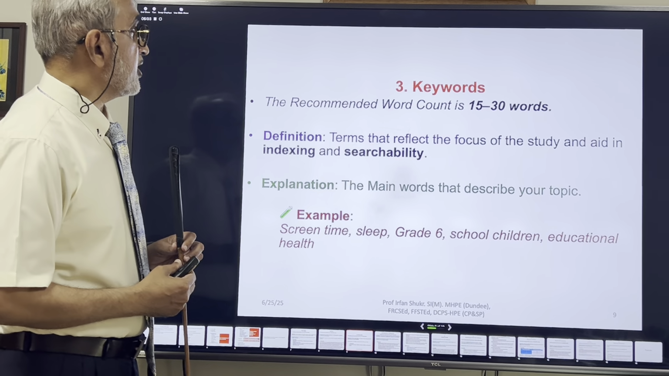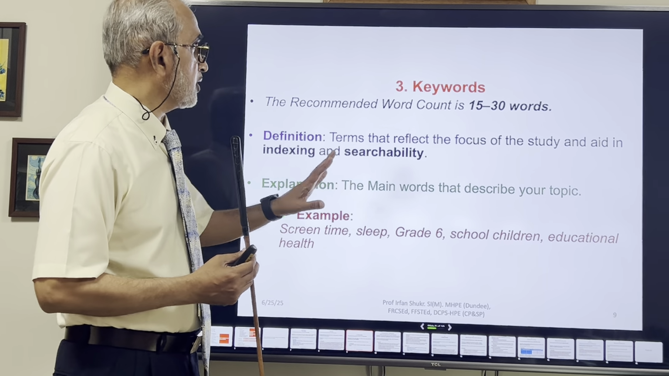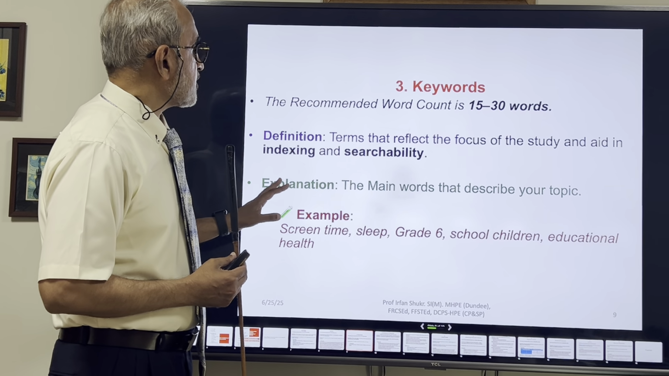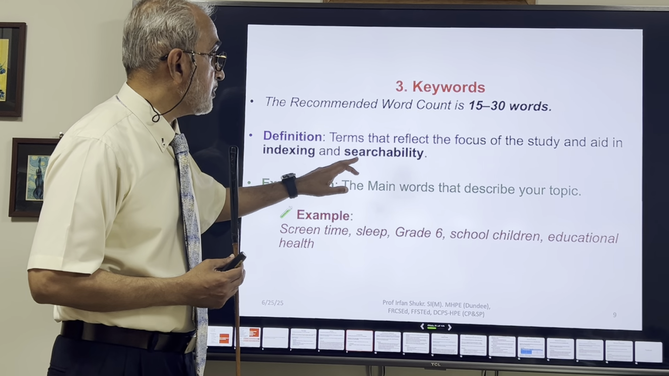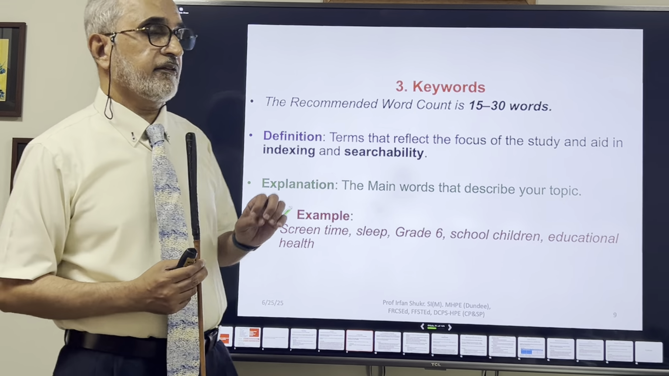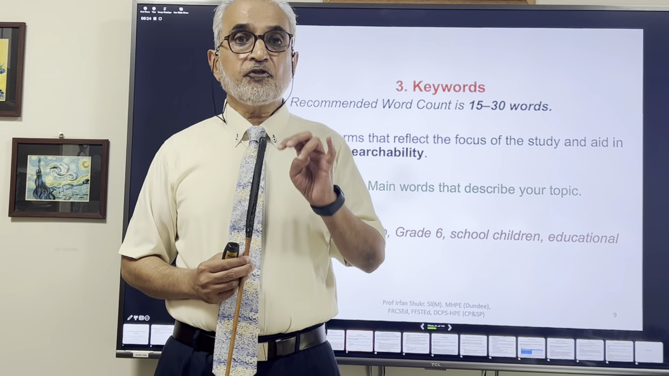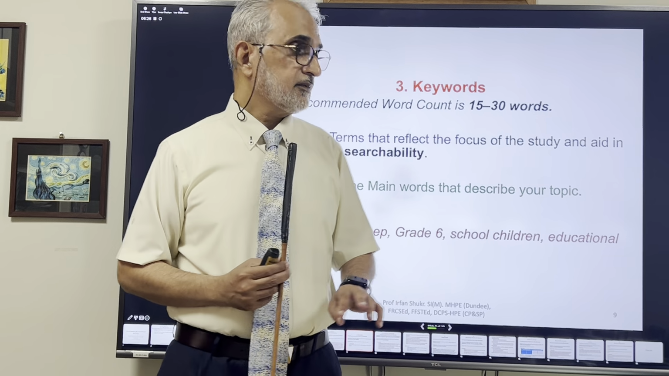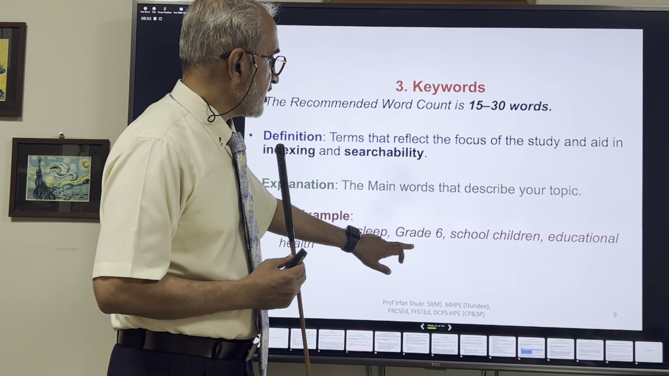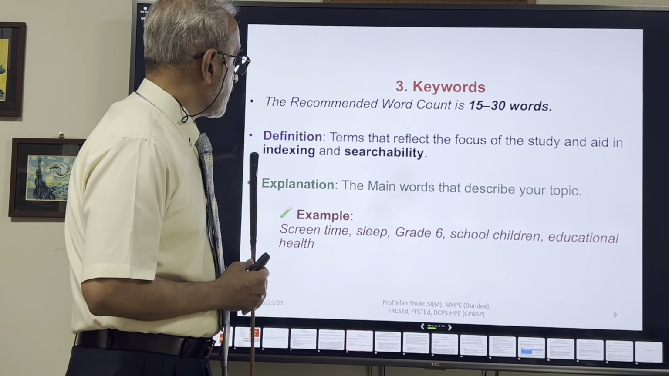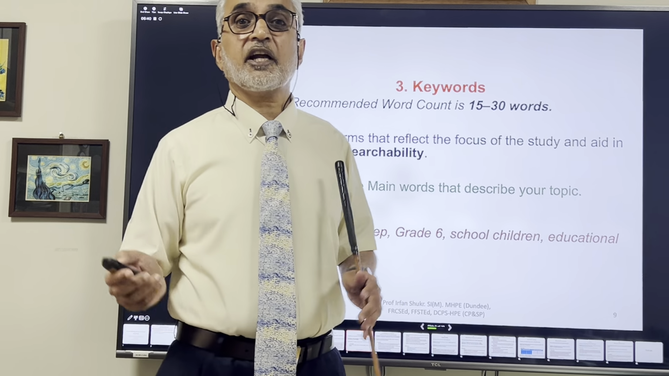The third thing is keywords. The recommended word count for the keywords is 15 to 30 words in total. Definition: terms that reflect the focus of the study and aid in indexing and searchability. Very important. Whenever you want to search what articles are present on a topic, you feed in keywords. Like in our case, the keywords were screen time, sleep, grade 6, school children, and education health. In fact, these are the main words that describe your topic.